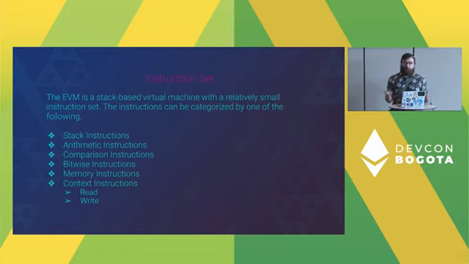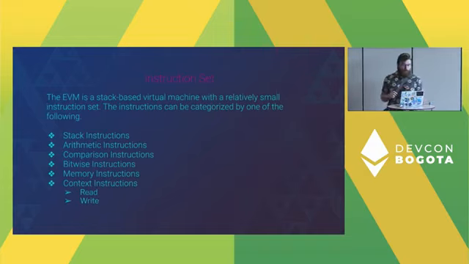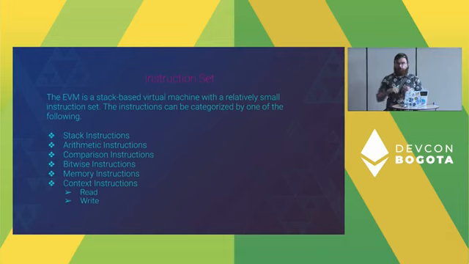Arithmetic instructions are addition, subtraction, pretty basic stuff. Comparison instructions tend to compare two values and then push 0 if it's false or 1 if it's true. Bitwise instructions have to do with bit shifting and other really cool stuff. Memory instructions are going to be interacting with the memory in the EVM, which we'll get into a little bit more on that page, and then contextual instructions. So these are like reading and writing to the environment, to storage, and other things like that.